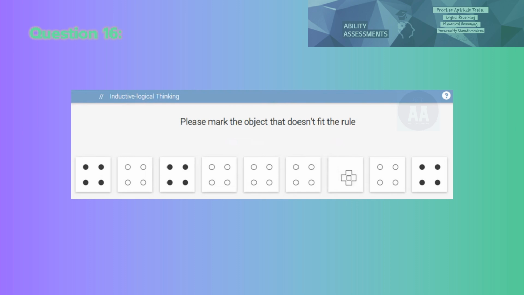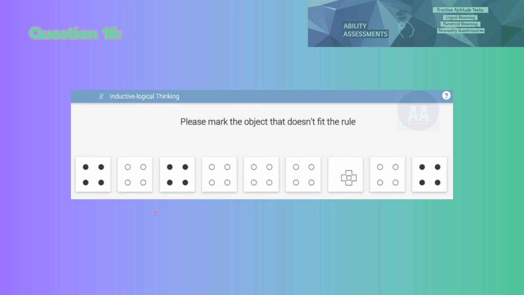Then let's go on to question number 16, and let's have our quick glance. From our quick glance, we can immediately see something that sticks out. You can see that this object, the third one from the right, is clearly very different to all the other objects, and you can already say that this is going to be our answer.